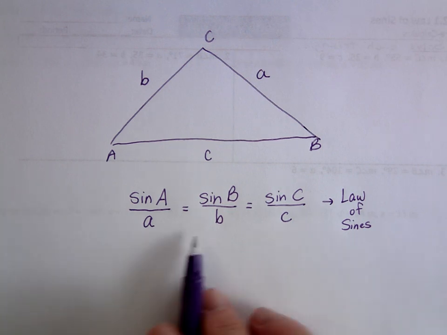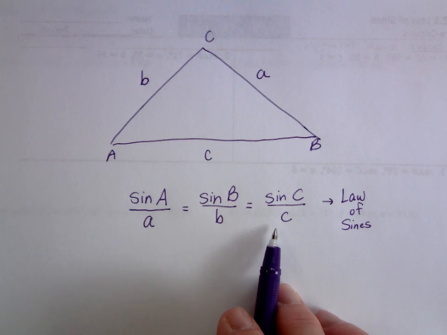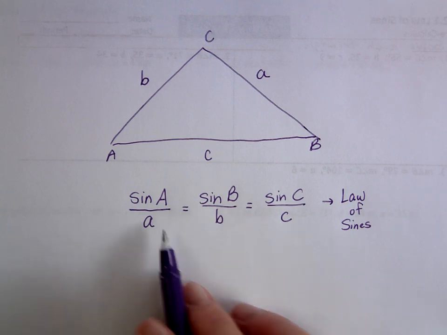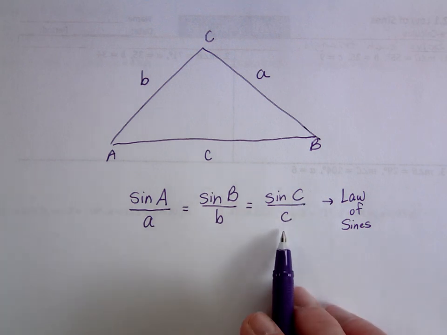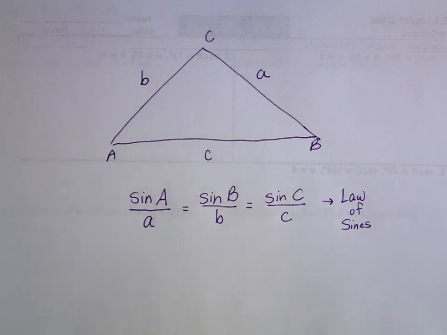Now, you have three fractions here. What you're going to do is only use two when you set it up. So you could have the sine of A over little a equals the sine of C over little c. Or you could have any combination of these, but you're only going to use two fractions, not all three at the same time. This law just says that all of these different sides and angles, the sines of those angles, are going to be proportional to one another.